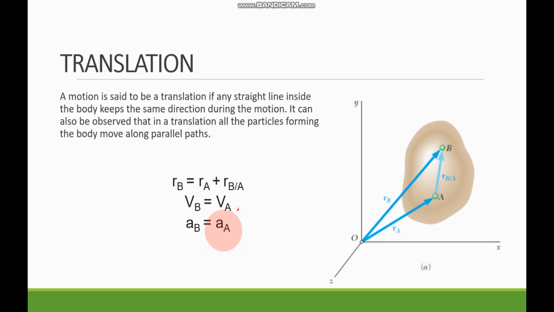So, in summary, when a rigid body is in translation, again, all the points of the body have the same velocity and same acceleration at a given instant. So that is all that describes our translation.